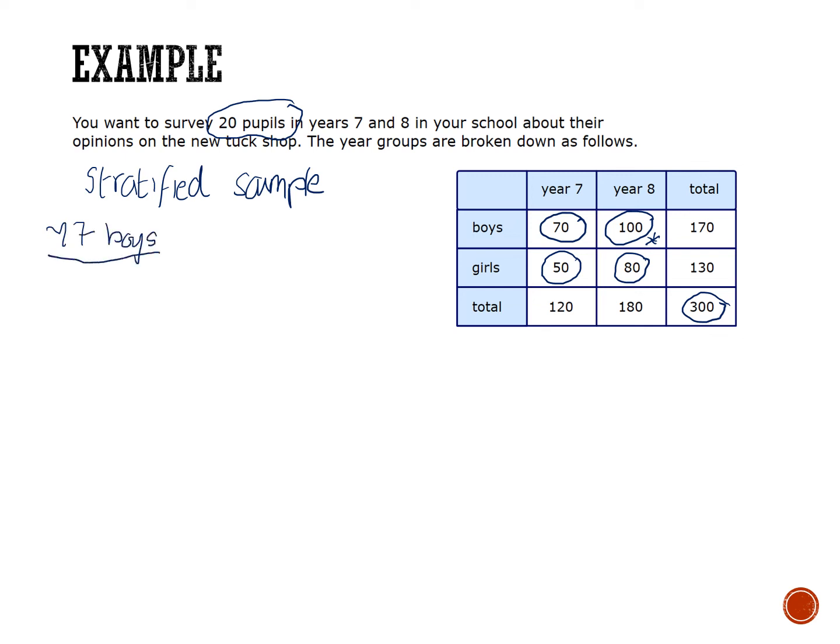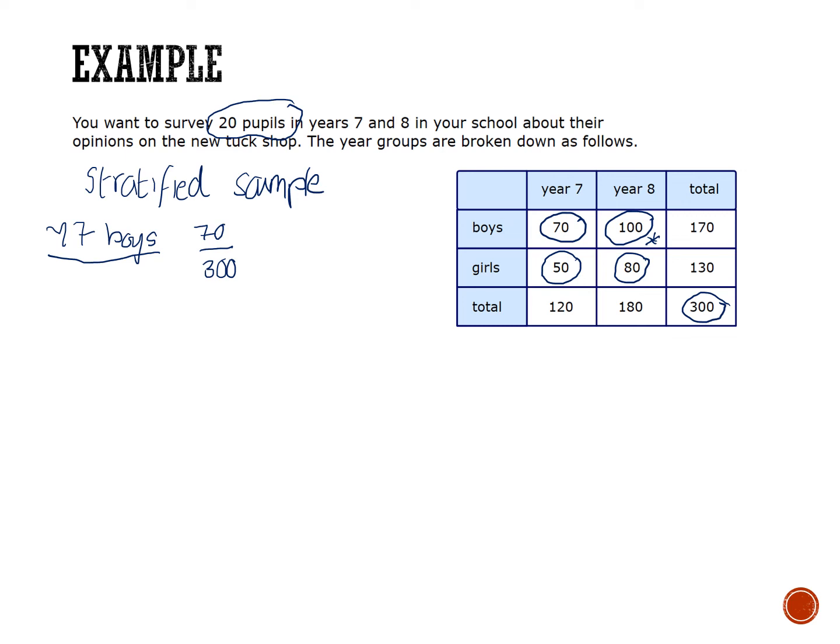Okay, we want to know what fraction of the total number of pupils is Year 7 boys. So take a moment to think about it. Well, there are 70 of them and there are 300 in total. So that is the fraction of the population. Remember, the population is all the data. That's the fraction of the population that is Year 7 boys.